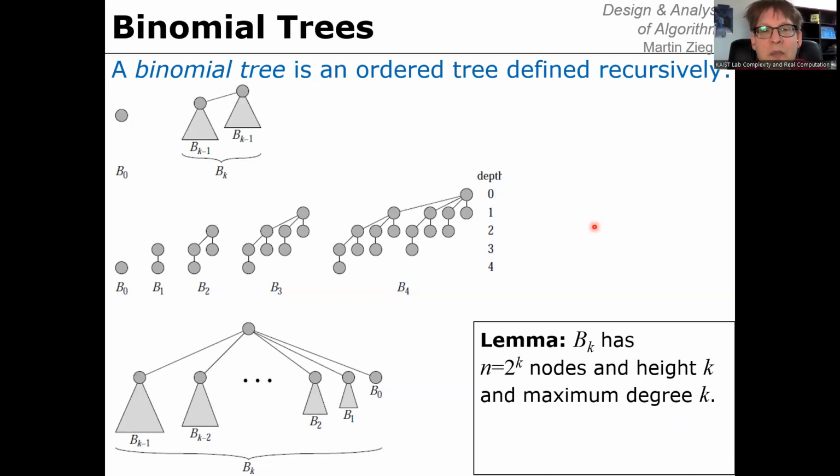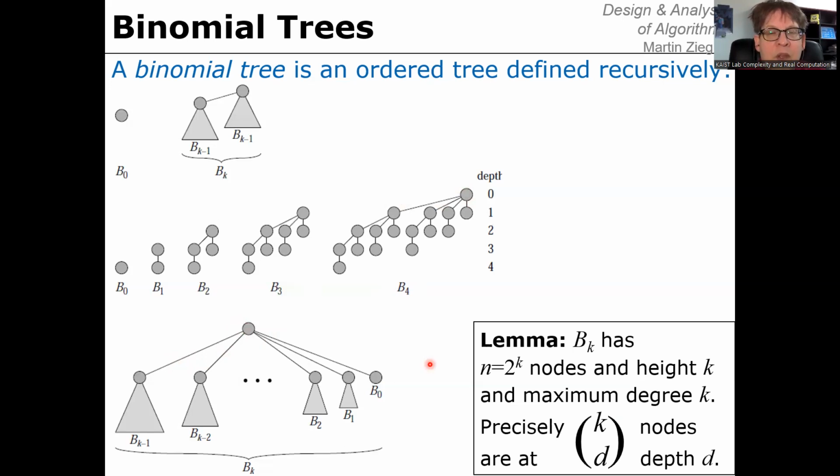Also observe we have the following degree bound. The degree of a binomial tree of height k is at most k, namely that's the degree of the root, right? So a binomial tree of height 4 has a root of degree 4. Here it's even more apparent, the root has k subtrees, therefore it has degree equal to k. Good. Also we record that on lower levels below the root, there are precisely k over d binomial coefficient many nodes, right? So here 1, 3, 3, 1.